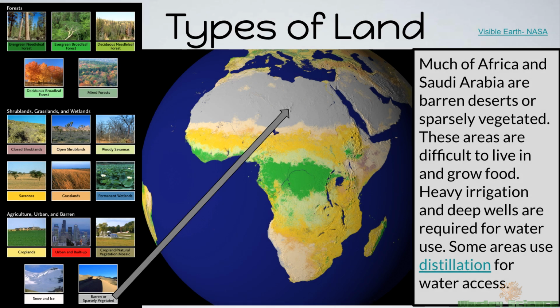And if we look at this last type of land, we have the barren or sparsely vegetated areas. And you can see pretty much the entire northern part of the African continent is this way. These areas barely have any vegetation. They're difficult to live in. They're difficult to grow food. You need lots of water in deep wells. They're required in order to grow any sort of food. And in some areas, like Saudi Arabia, they have to use distillation for water access.